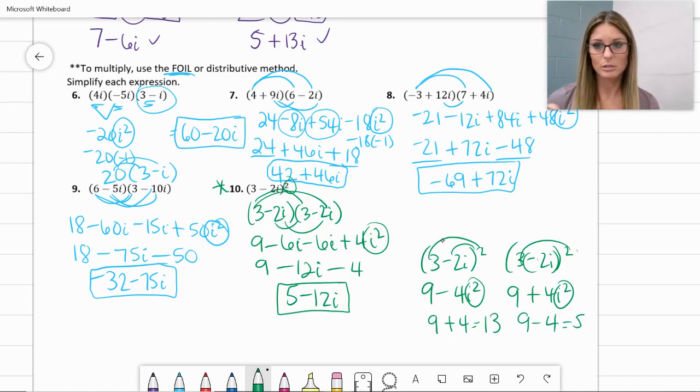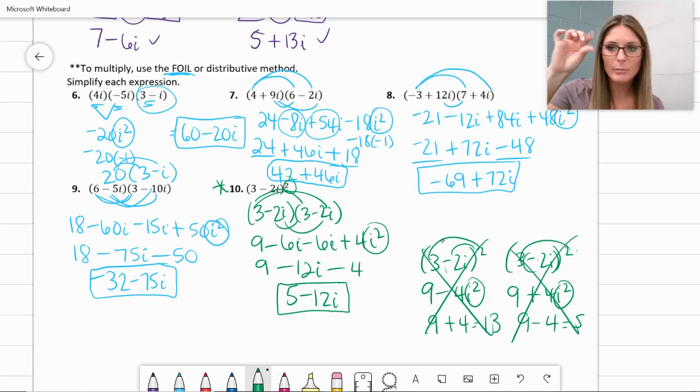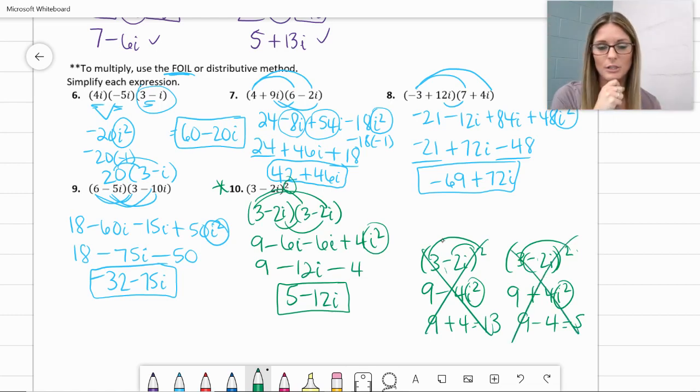Neither of those answers look like our final answer. These are wrong. Bad, bad, bad. Little baby squared cannot be dropped into your parentheses. No way, ever. Write it twice and FOIL. How about I put that in our notes? Write it twice and FOIL.